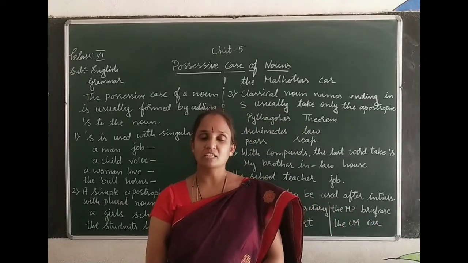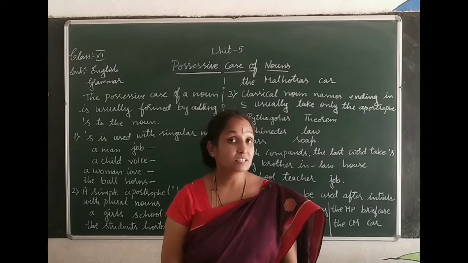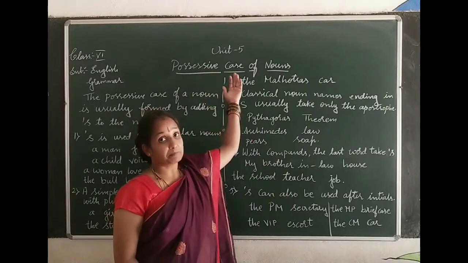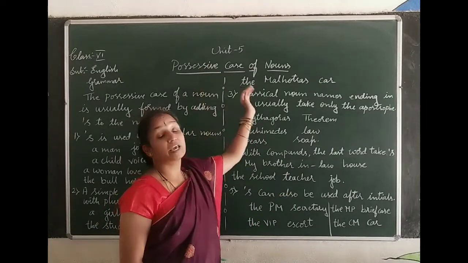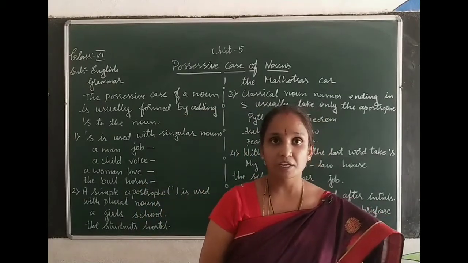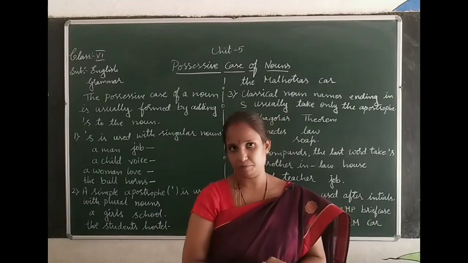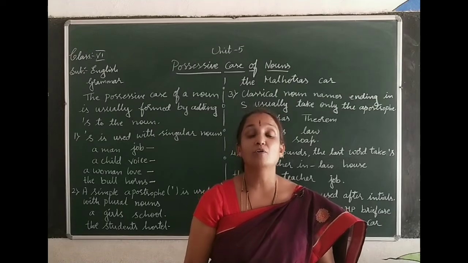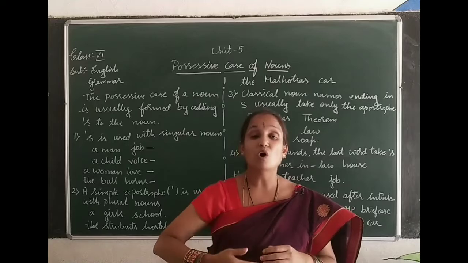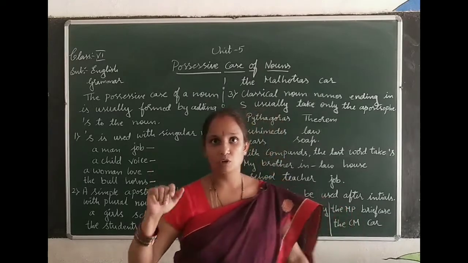In the previous class I taught you the elementary negatives and questions. In this class I am going to teach unit 5, or chapter 5, possessive cases of nouns. Possessive cases mean the things which are owned by someone. How should we denote the possessive cases? In what way do we have to use them? Let me teach you now.